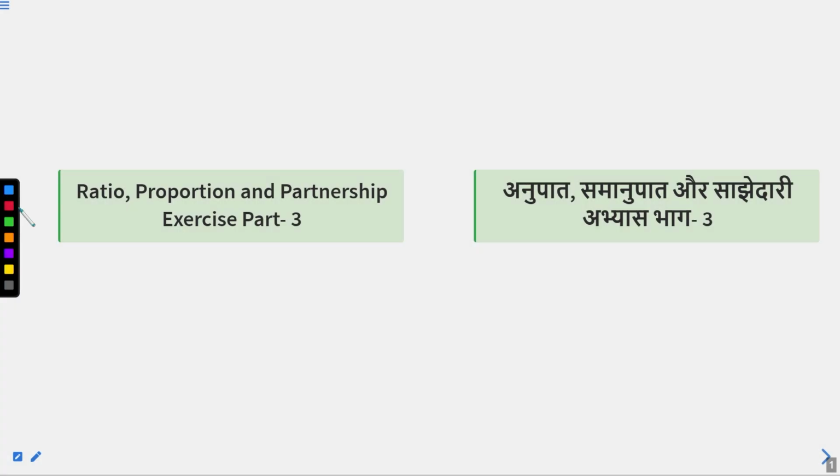Hello students, in today's class we will discuss Ratio, Proportion and Partnership, Exercise Part 3.